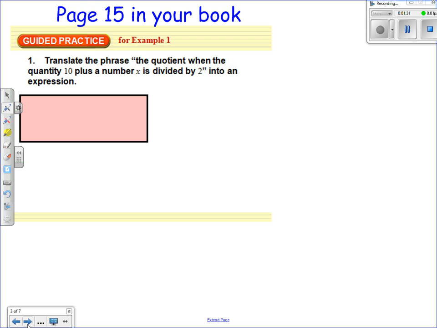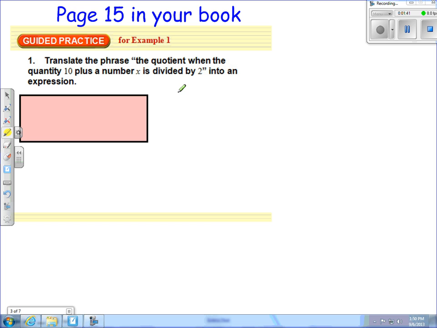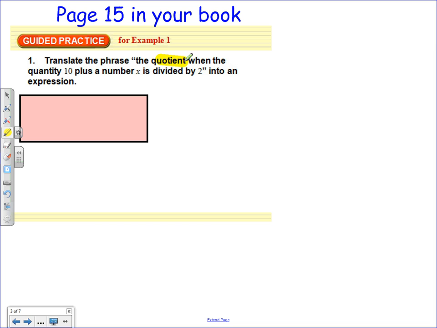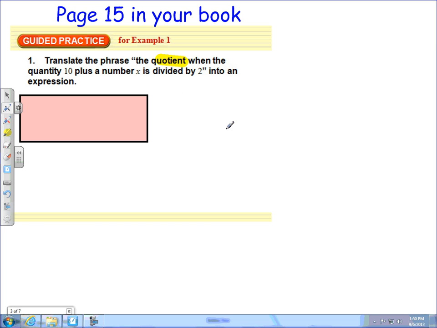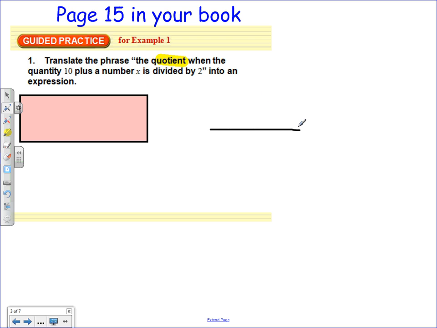It says, translate the phrase, the quotient when the quantity 10 plus a number x is divided by 2 into an expression. So the key term I see here first is quotient. That tells me I'm going to be dividing. So I'm going to immediately draw my fraction line. I then have 10 plus a number x. So that's how I change these words into an expression.